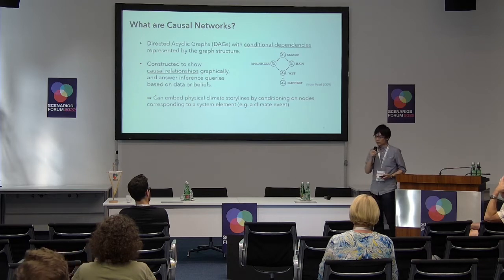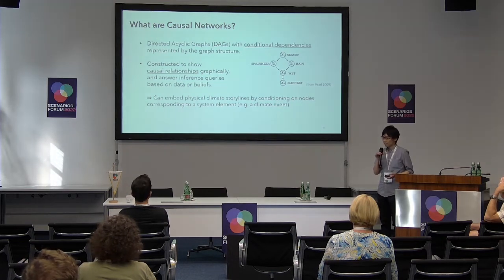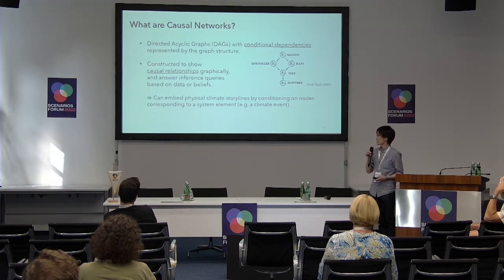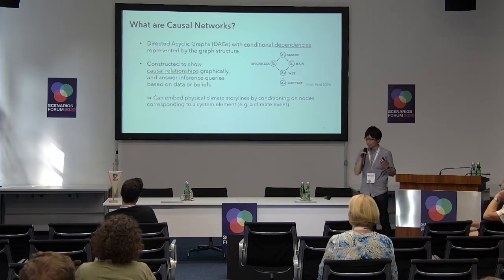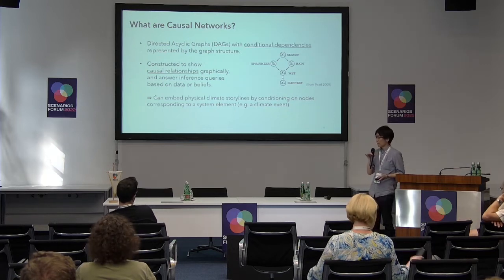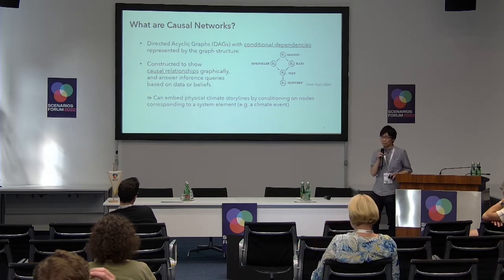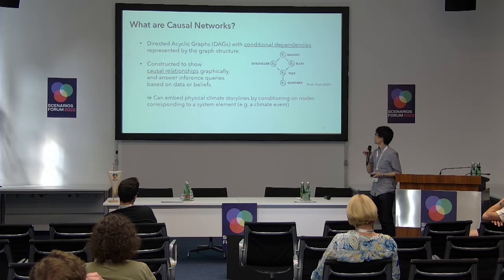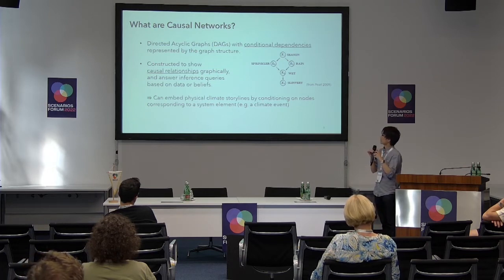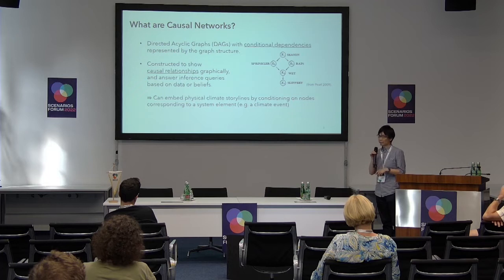So starting with what causal networks are. Causal networks are directed acyclic graphs with the conditional probabilistic dependencies of the system represented in the graph structure, as in the one you see on the screen. So the graph consists of nodes that correspond to elements within the storyline, and the nodes are assigned probabilistic values that are conditional upon the parent node. So these DAGs that have probabilities assigned are typically called Bayesian networks.